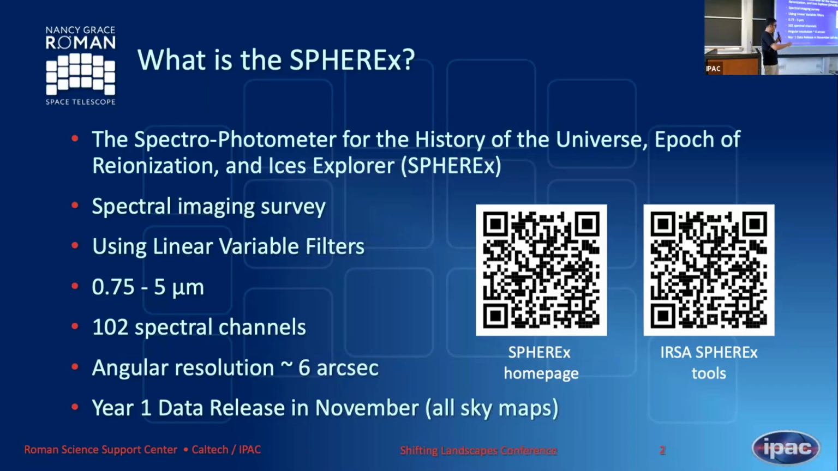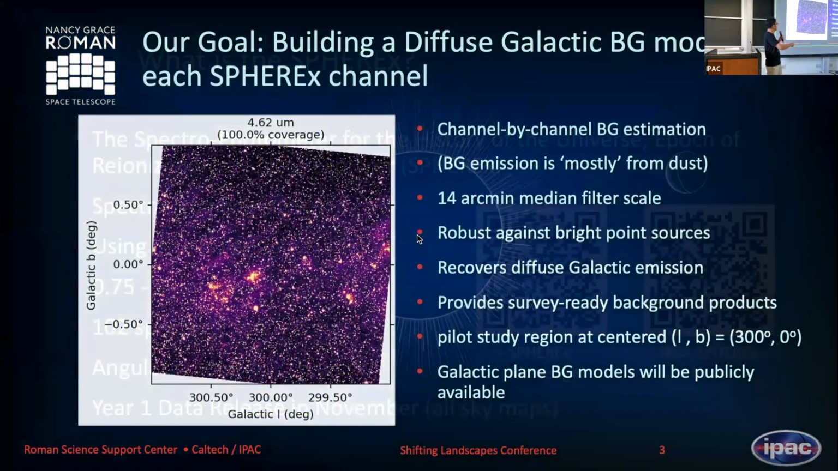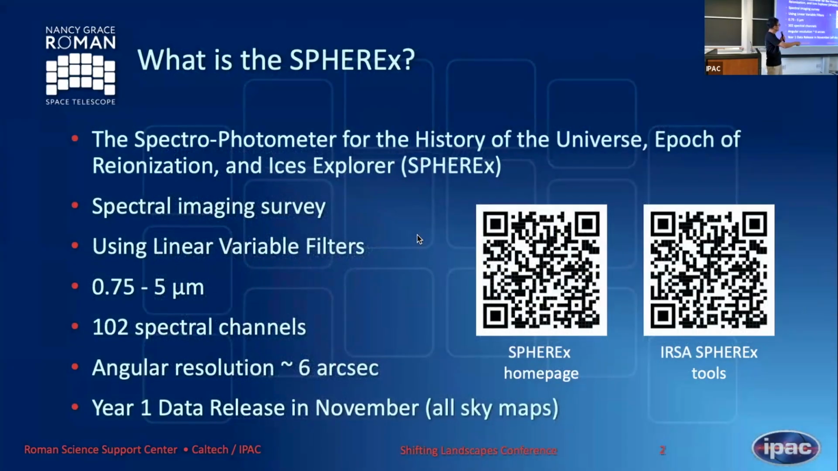The most important thing is that the year 1 data release is scheduled for this November. The all-sky map of all 102 channel image maps will be released at that time, so we can utilize those data by then. You can go to these QR codes to find out more about SPHEREx and also about the mosaic tool from IRSA.